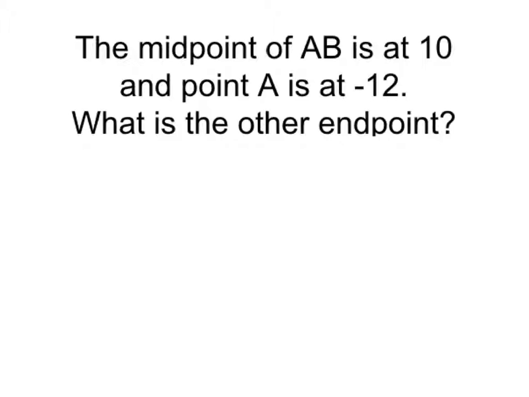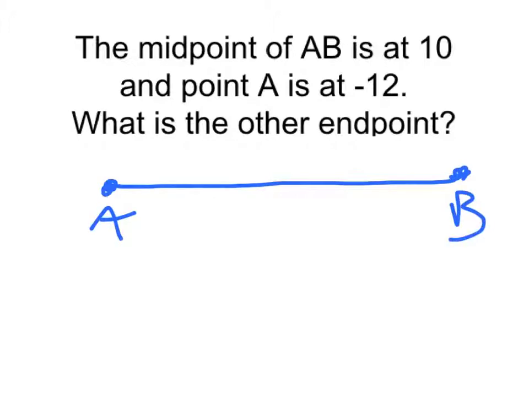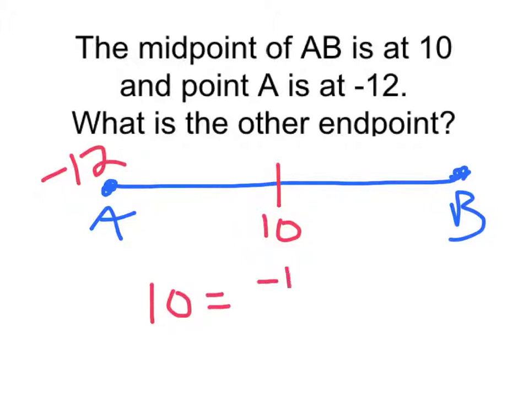Now here we have something a little bit different. We have the midpoint of AB. I'm going to draw a line AB again, switch some colors, and say the midpoint is at 10. Again, approximate, of course. That's our midpoint, specifically because that's where I put it. And we're saying A is at -12. All we have to do is work backwards. We know that A plus B divided by 2 gives us our M, or midpoint. So 10, the midpoint, equals -12 plus B divided by 2.